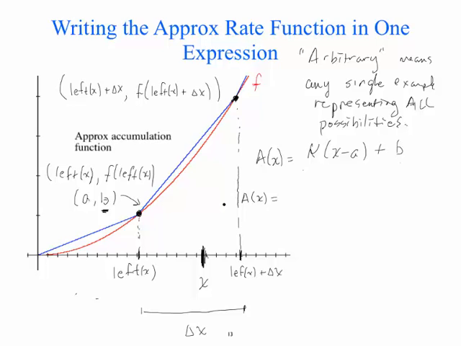So the left side is left of x, f of left of x. Then for the right side, you just add delta x to your x coordinate and plug that into the f function to get your y coordinate. So now we've got everything we need.